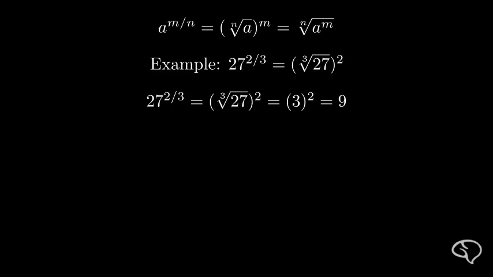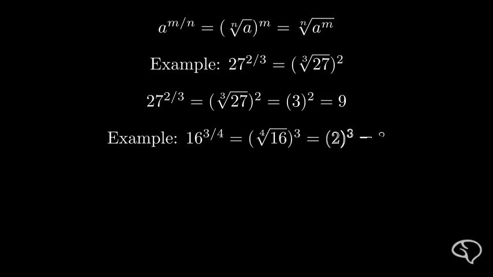Let's try another one. 16 to the power of 3 over 4. This is the fourth root of 16, all cubed. The fourth root of 16 is 2, because 2 to the power of 4 is 16. Then we cube 2, which gives us 8. So 16 to the power of 3 over 4 is 8.